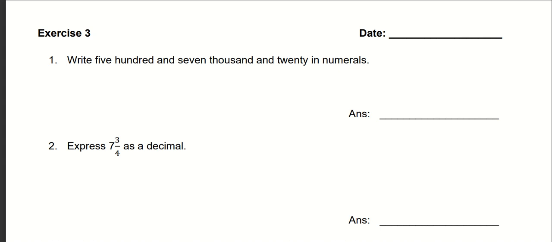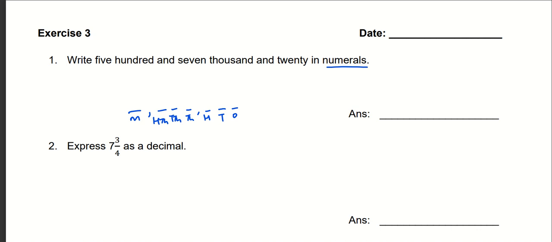The first one's on whole numbers, numerals. Here, 507,020. 507,020 in numerals, so not a decimal number here. So I can write in my space, comma, space, space, space, comma, space, space, space. Millions, millions, 100,000, 10,000, thousands, hundreds, tens, and ones.